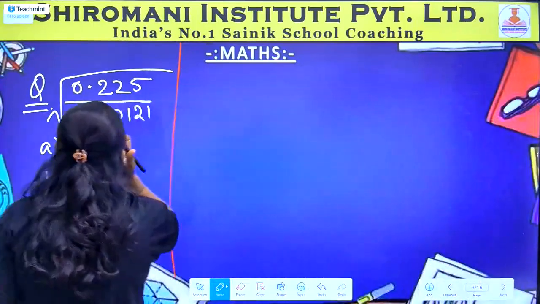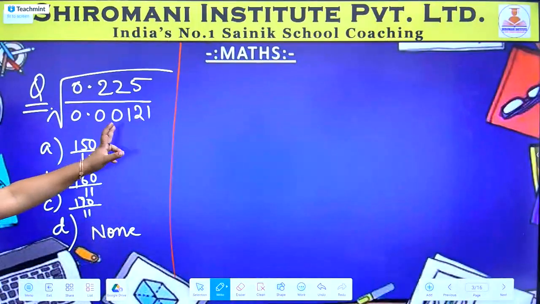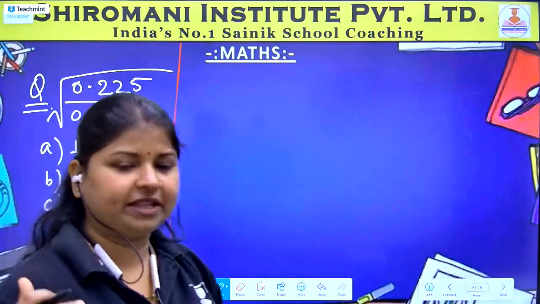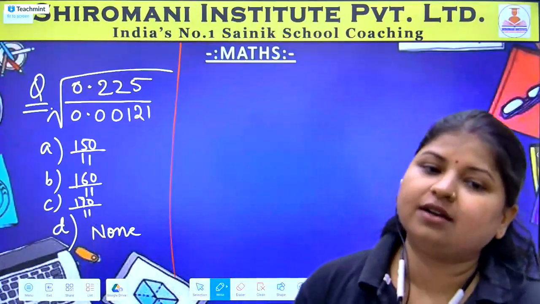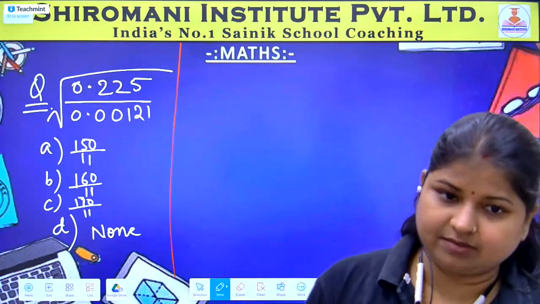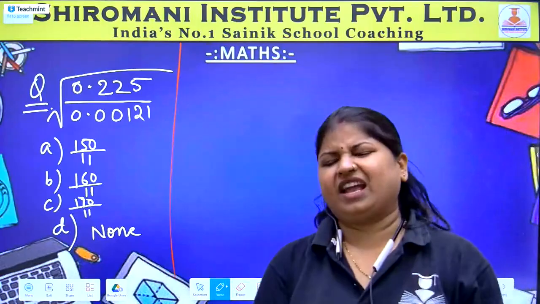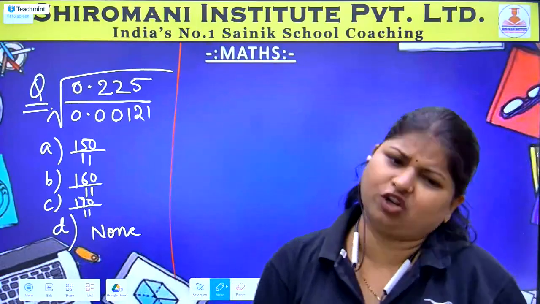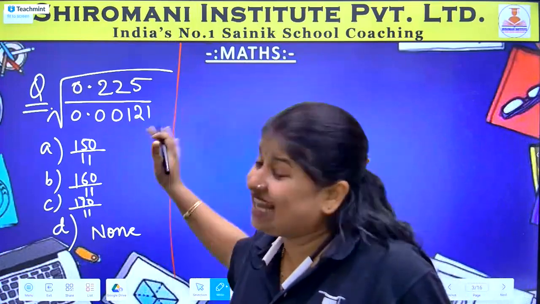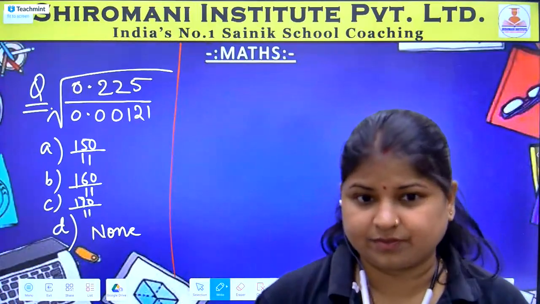See, I have to calculate the square of 0.225, the square of 0.00121, and then I have to divide them. So first thing I will do what? First thing I am going to do is remove the decimals. But suppose I don't want to go for the solution, I want that by just seeing the screen the answer comes. Only I see the screen and I pick the correct option.